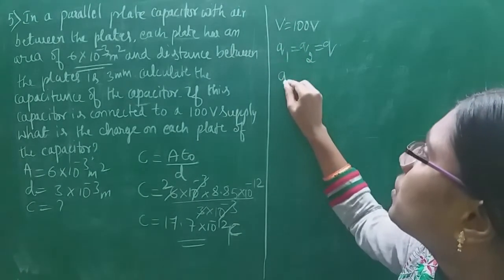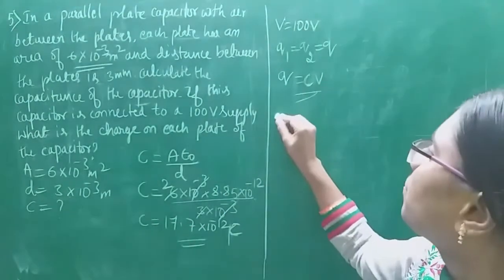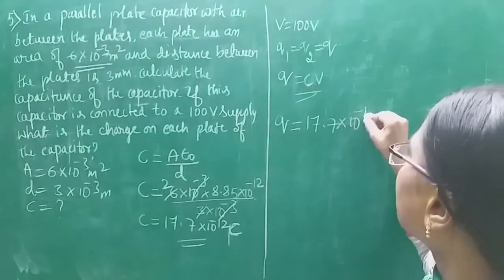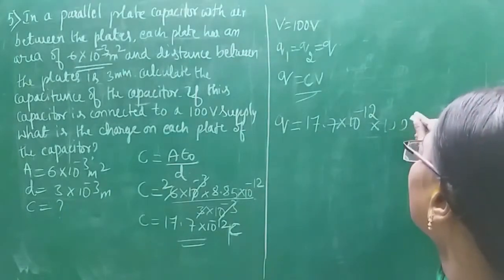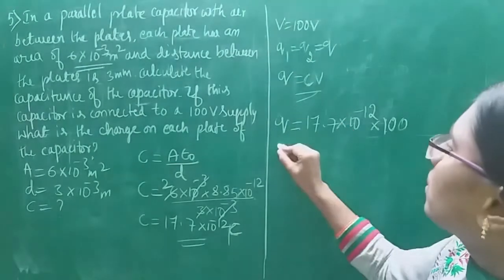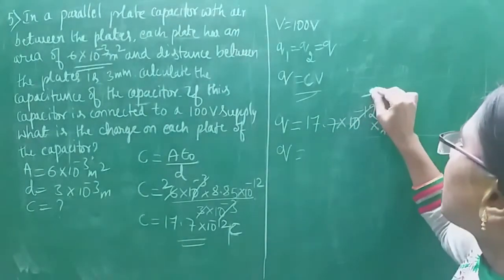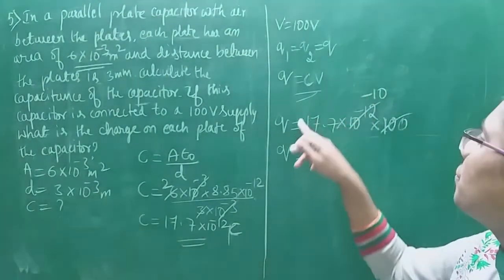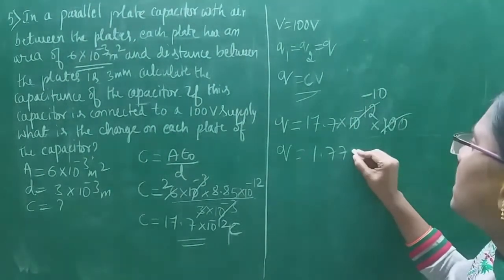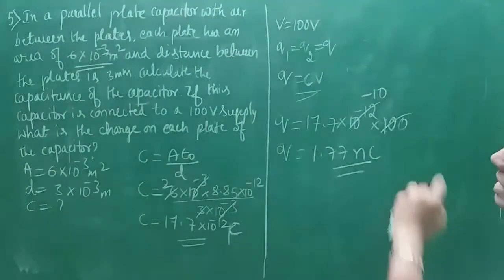Then the relation between the charge on each plate, the capacitance and the potential is Q is equal to CV. We already know the value of C and V is given. Therefore, Q is equal to 17.7 into 10 to the power of minus 12 into 100 volt. 100 means 10 power plus 2, which cancels with 10 power minus 2, leaving 10 power minus 10. Now shift 1 point, we get 1.77, and the remaining is 10 power minus 9, which means nanocoulomb. Here we get Q is 1.77 nanocoulomb.